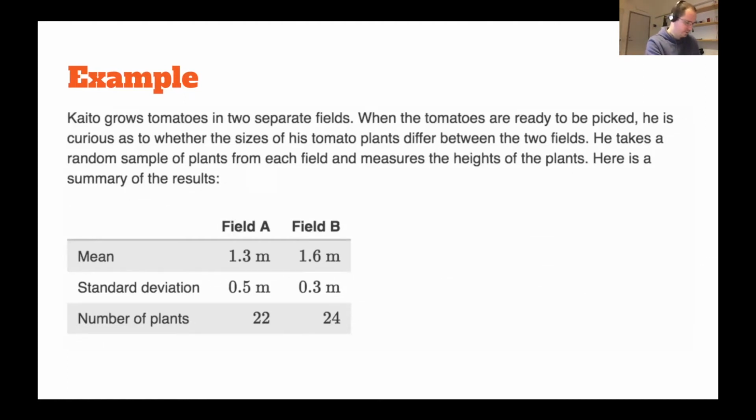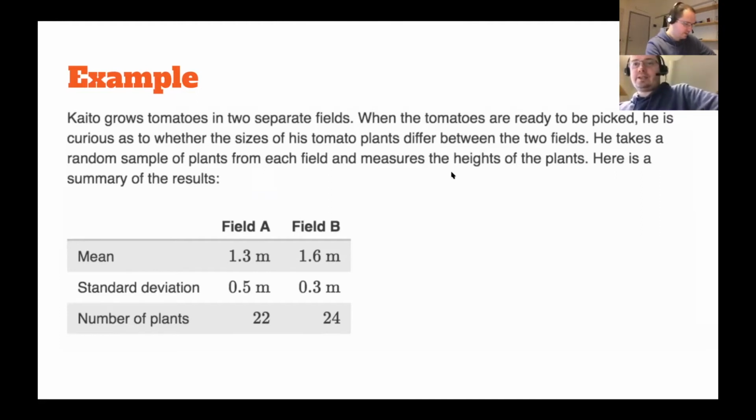So what happens here is that this guy grows tomatoes in two separate fields. I'm going to arrange here for me to draw on the screen so that we can do this thing together. But as a summary, as you can see, this guy grows tomatoes in two separate fields. So basically he has tomato plants in two different places, right? And when the tomatoes are ready to be picked, he is curious as to whether the size of his tomato plants differ between the two fields.